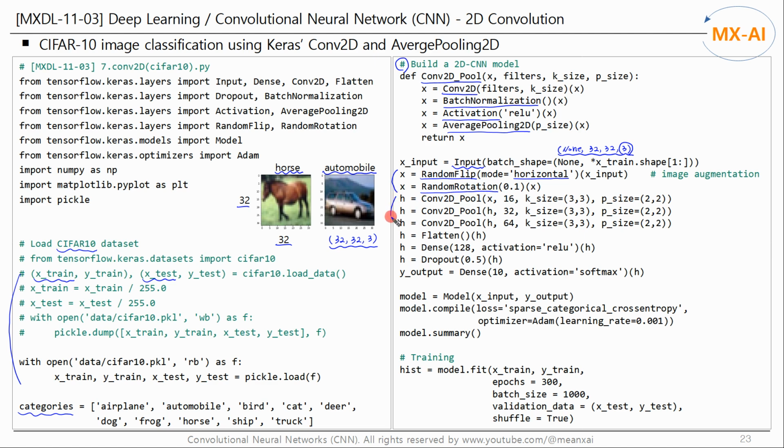Next, add a sequence of layers defined in the above function 3 times. We flatten the output of the last pooling layer and feed that output into the feed-forward network. Create and compile this model. Let's take a look at the structure of this model. We'll take a closer look at the structure of this model on the next page. Fit this model to the training data.